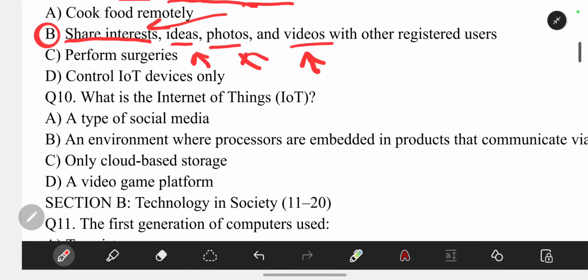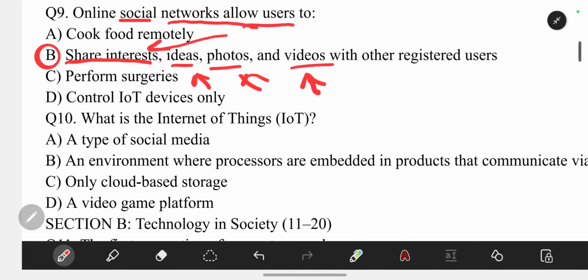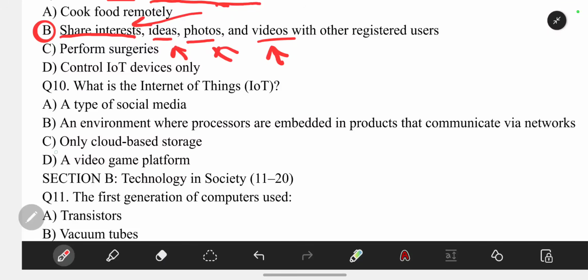Number 10, what is the Internet of Things? So what is the Internet of Things? So I'll explain. So an Internet of Things is an environment where processors are embedded in products that communicate via networks.